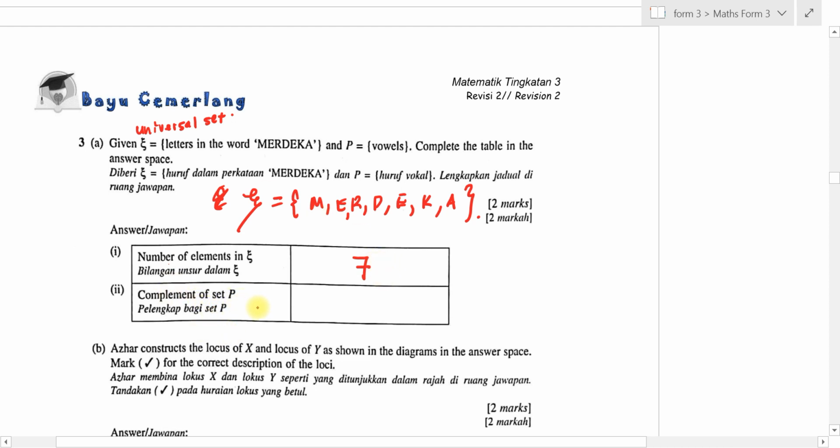Okay, now what are they asking? Complement set of P. That means not P. Complement set of P is not P. It will come like this. P's letters are E, A only, right? Vowels, right? So P prime should have the opposite of it, so all the consonants. They ask for the complement set of P. So you just write P prime equals M, R, D, K. Okay, that's how you write.